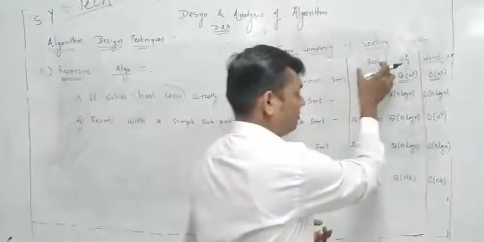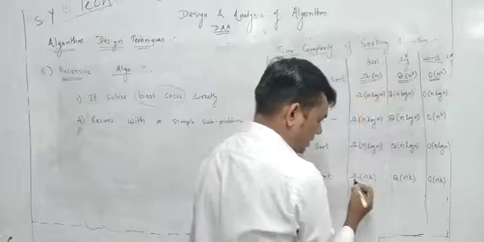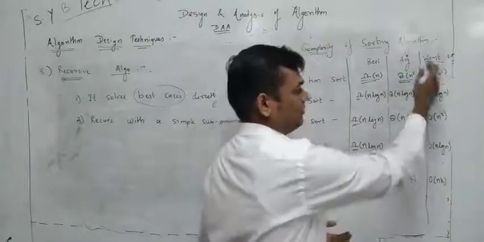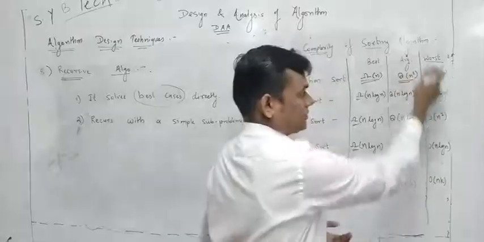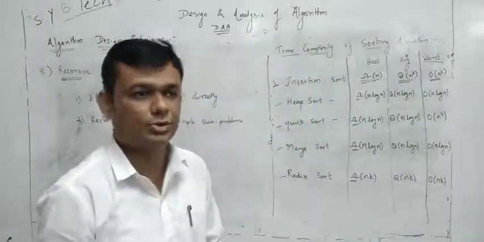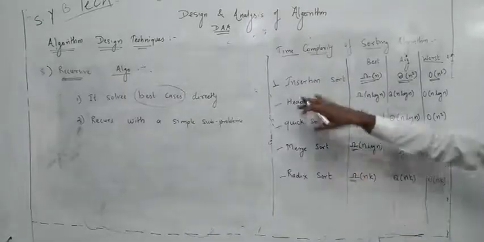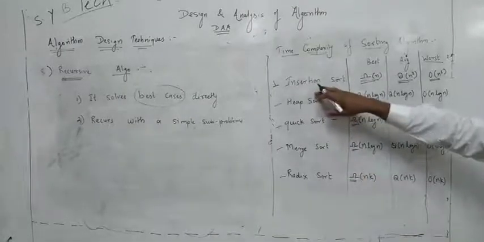So for the best case we use omega, after that for the average case we use theta, and the last one, the worst case, uses big O notation. So this is the time complexity of insertion sort.